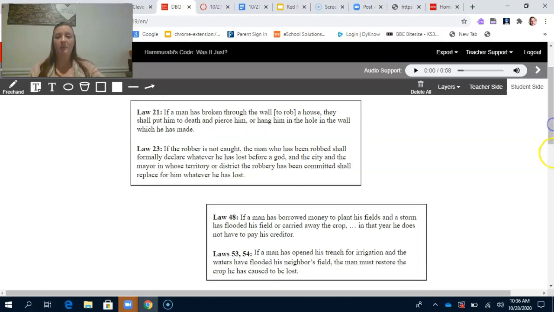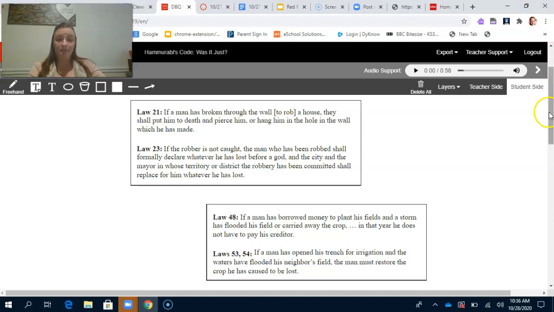Law 21, if a man has broken through the wall to rob a house, they shall put him to death and pierce him, or hang him in the hole in the wall which he has made. Law 23, if the robber is not caught, the man who has been robbed shall formally declare whatever he has lost before a god and the city, and the mayor in whose territory or district the robbery has been committed shall replace for him whatever he has lost.